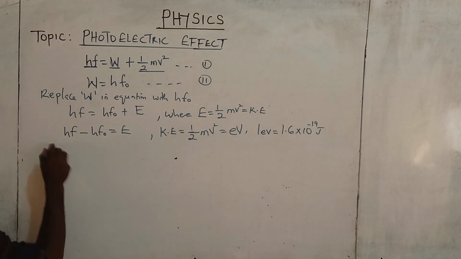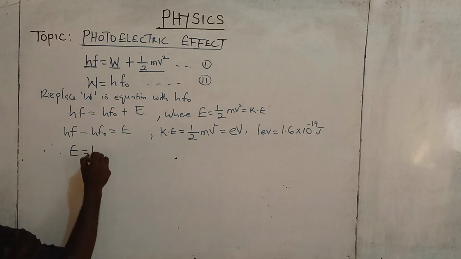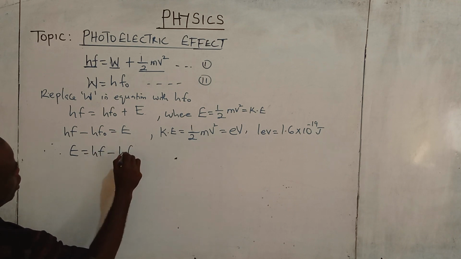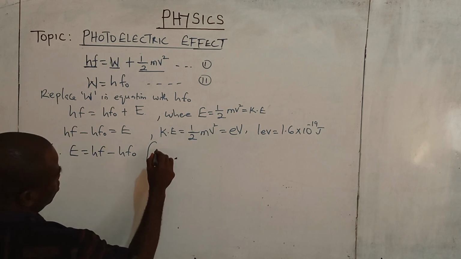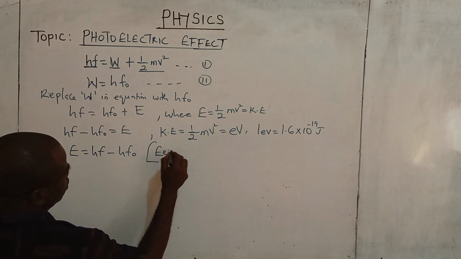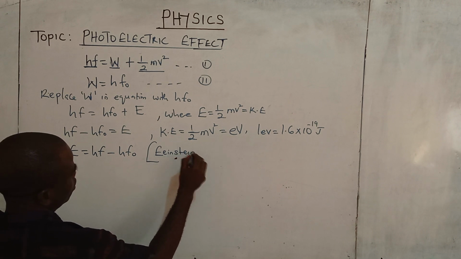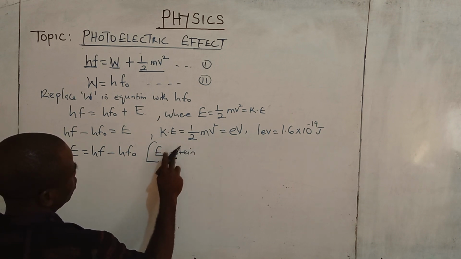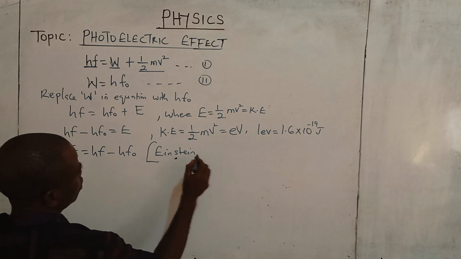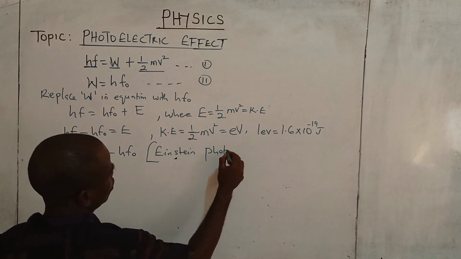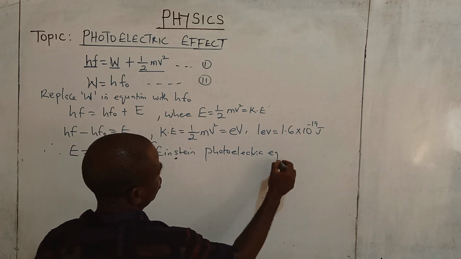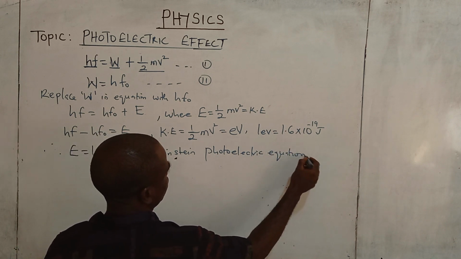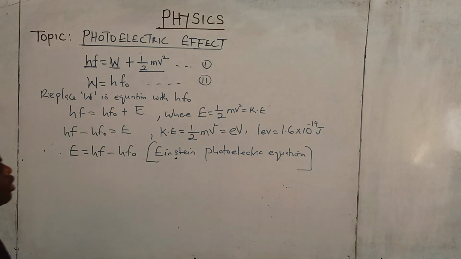Therefore, E equals hf minus hf naught. This is what's called Einstein's photoelectric equation. Now let's solve problems on this.